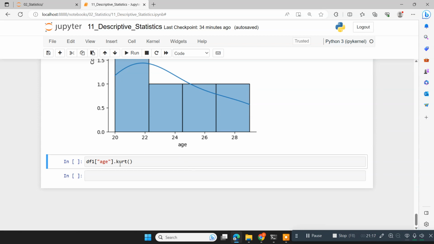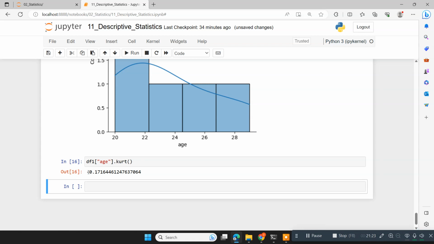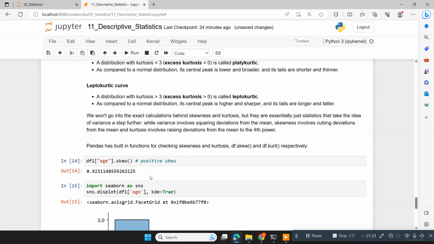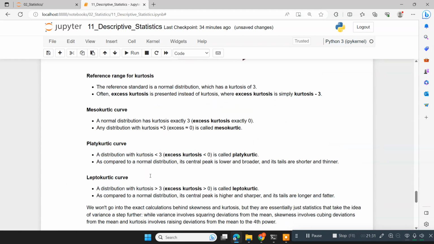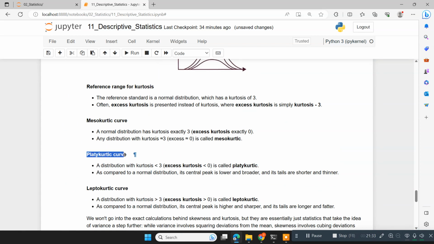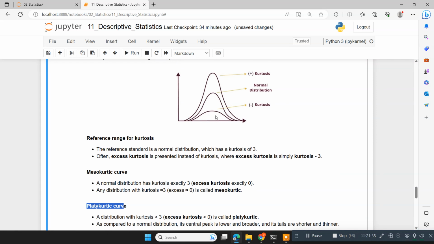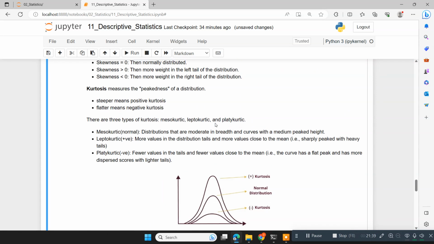And we don't need to worry about calculating the kurtosis. We have a direct method, kurt. As per this, it is negative kurtosis. Negative kurtosis means this kurtosis. So it's a flat curve, almost a flat curve. That's why it is negative kurtosis.